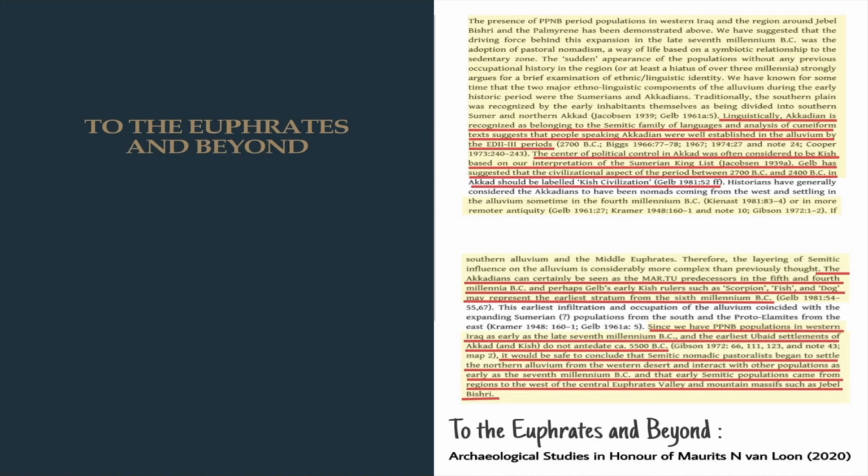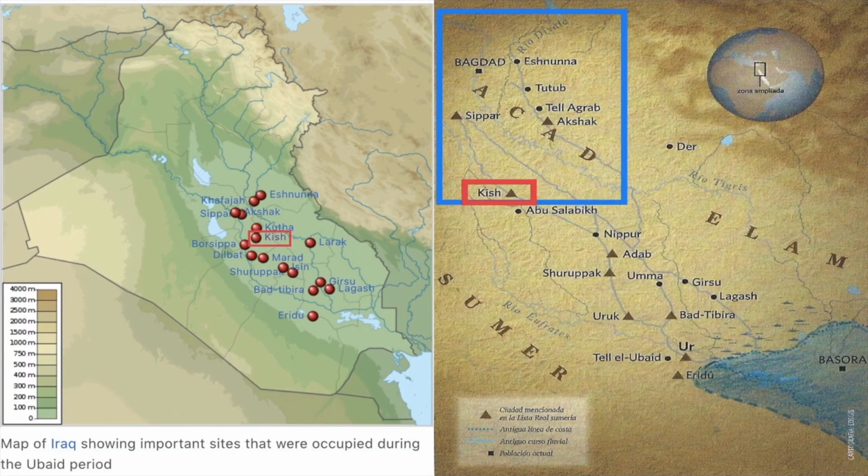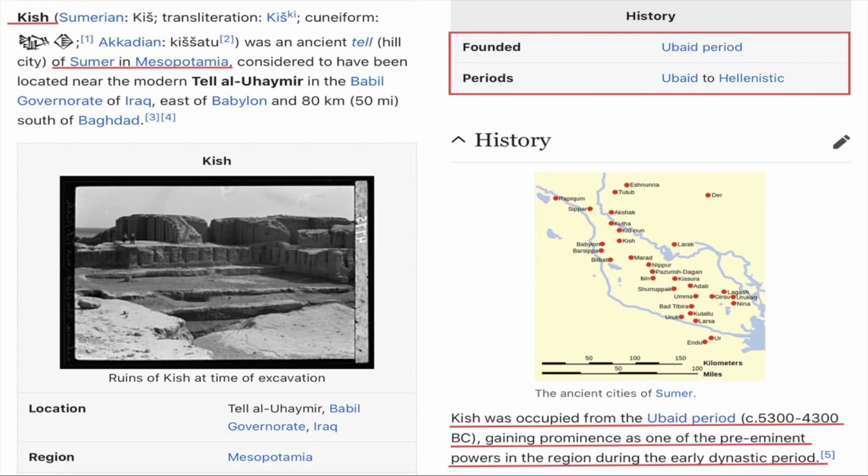The center of political control in Akkad was often considered to be Kish, based on our interpretation of the Sumerian king list. Gelb has suggested that the civilizational aspects of the period between 2700 BC and 2400 BC in Akkad should be labeled as Kish civilization. So let's look at Kish. Kish is in the lower part of the Euphrates and Tigris river region, modern day Iraq, and it was believed to be possibly the center of Akkad. So Kish of Sumer in Mesopotamia, founded during the Ubaid period, which we just mentioned, was occupied from the Ubaid period, gaining prominence as one of the preeminent powers in the region during the Early Dynastic period, which is what we just read.